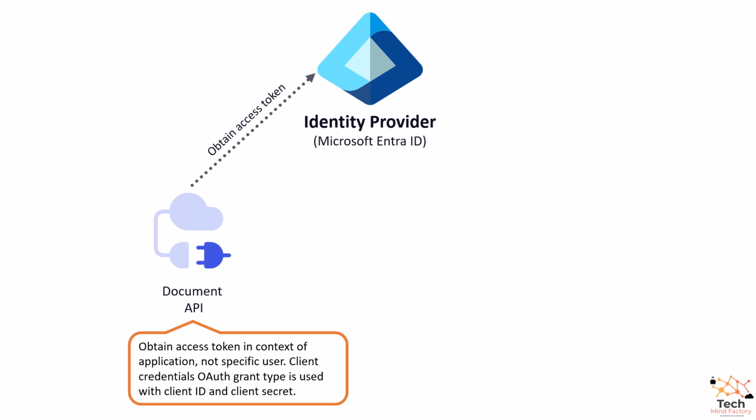So here is the scenario. For Document API to obtain this access token, obviously Document API will have to call Microsoft Entra ID. But an important fact is that Document API obtains the access token in the context of an application, not a specific user. So in this specific scenario, we use the client credentials grant type with client ID and client secret. So we don't call Entra or Microsoft Graph in the context of a specific user. We call Microsoft Graph API in the context of the application. So in this case, Document API.